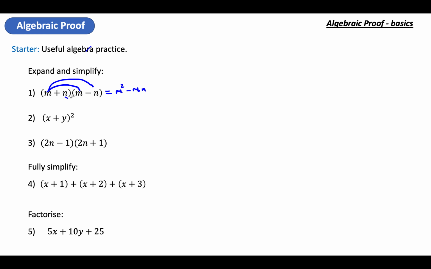Then we'll do inners, so n times n, and they're both positive, so this will be positive. Again, you could put nm. I'm going to keep it the same as this one, so it's a bit more obvious. And L for lasts, n times negative n, well, positive times a negative is negative, and n times n is n squared. That's the expand bit, and then it wants you to simplify. Now, this negative mn and this positive mn will cancel each other out to leave m squared, take away n squared.